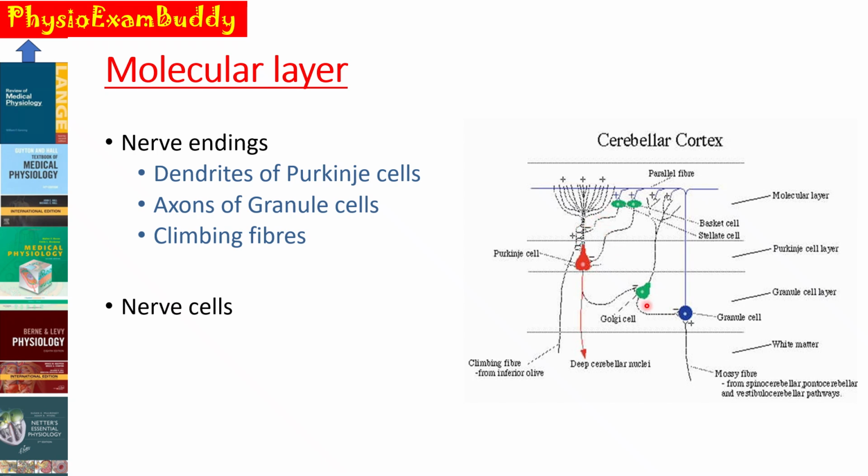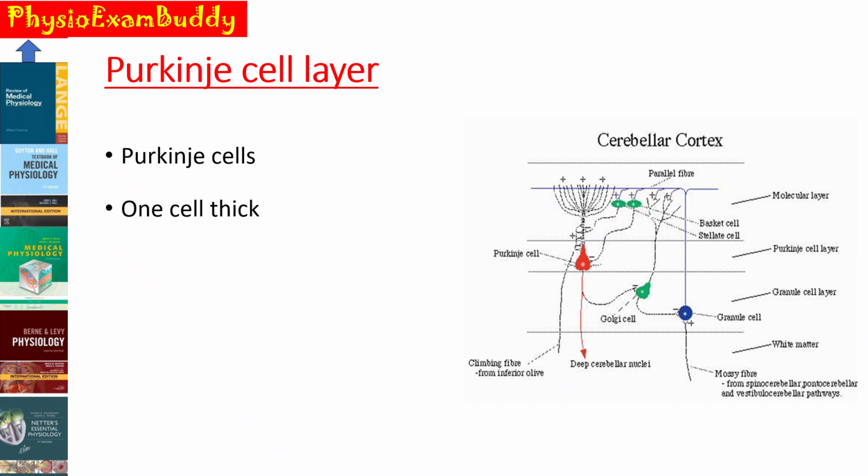Next is the axons of the granule cell. This is the granule cell, which is located in the granular cell layer. But you can see here that the axons are going into the molecular layer. Next is the climbing fiber, which is coming from the inferior olivary nucleus. That also ends in this molecular layer. And 2 nerve cells are present in the molecular layer. These 2 green ones, that is the basket cells as well as the stellate cells.